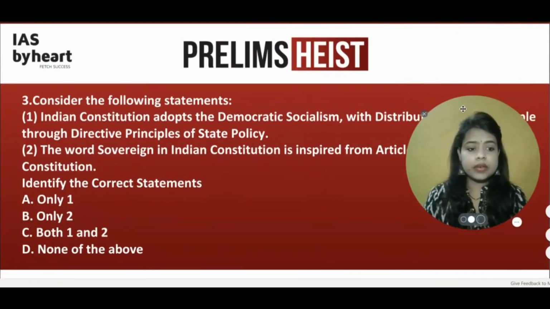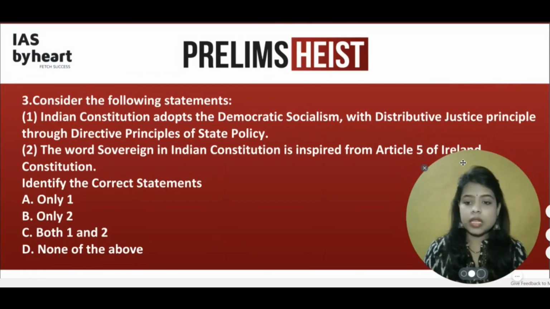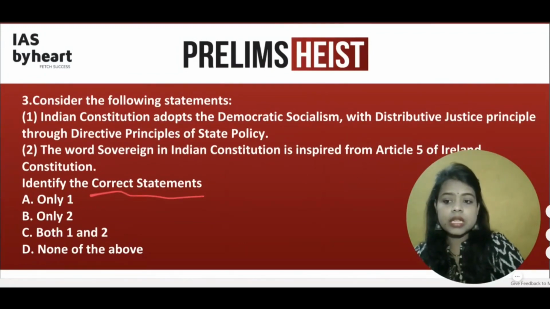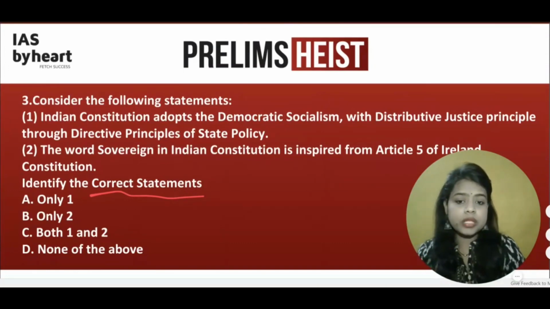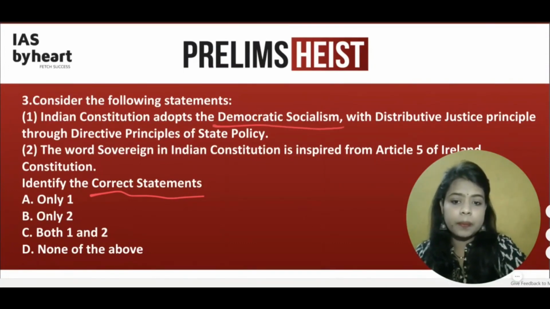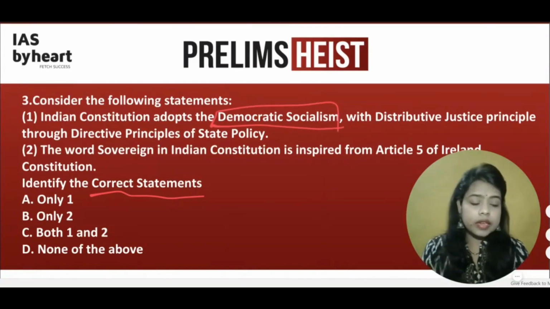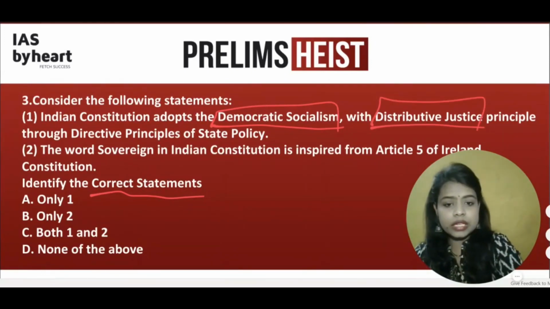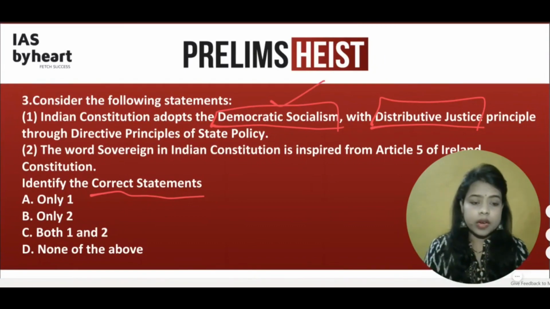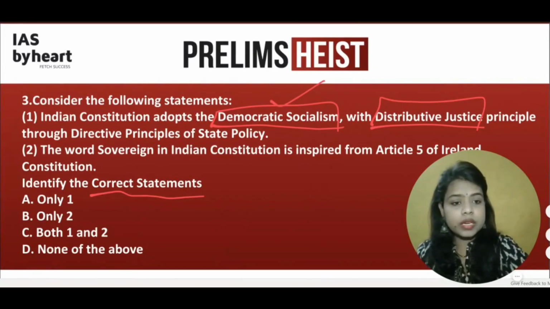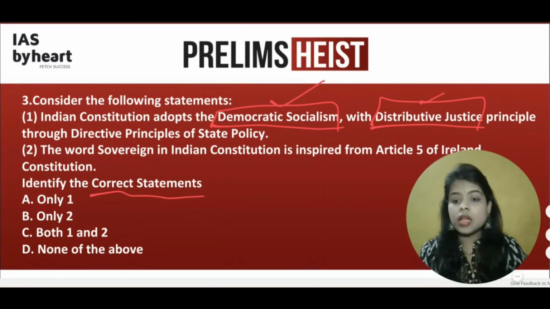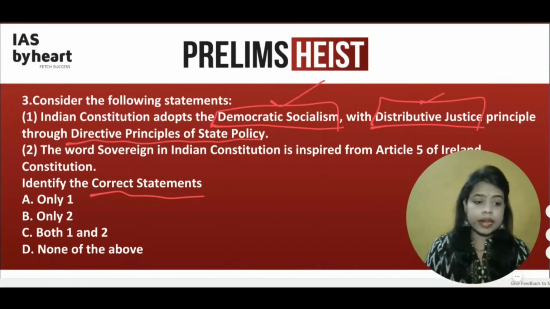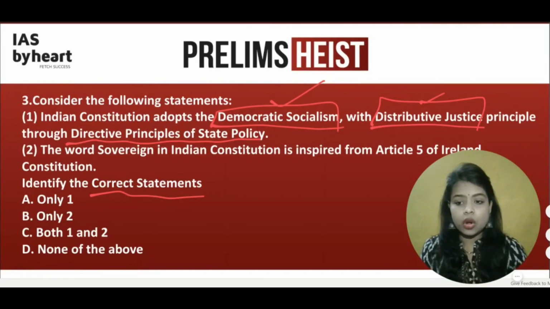Consider which of the following statements are the correct statements. Indian Constitution adopts democratic socialism with distributive justice principle. So democratic socialism is a word you might have heard already. And now the new word might be the distributive justice. Through directive principles of state policy, all your duty is to identify whether the statement is correct or not.